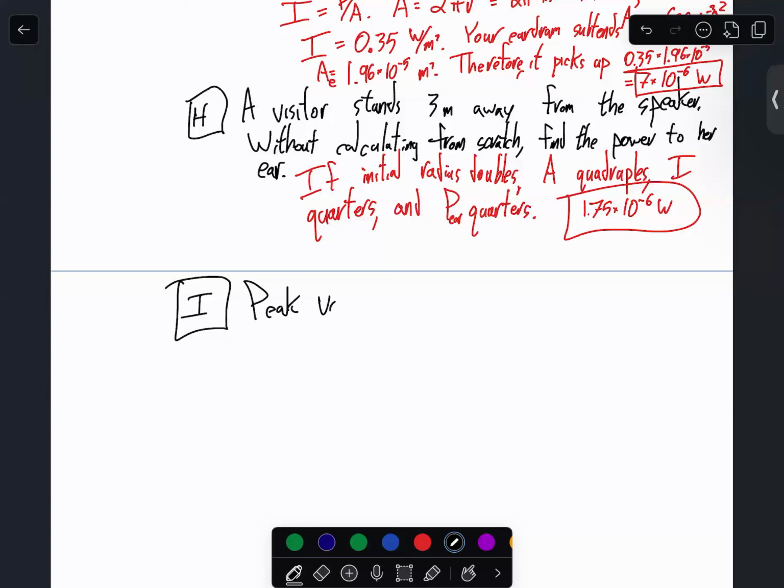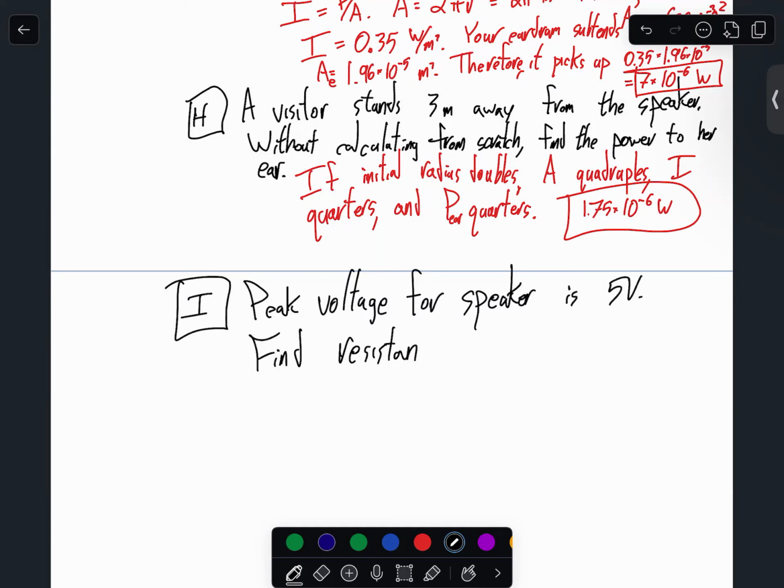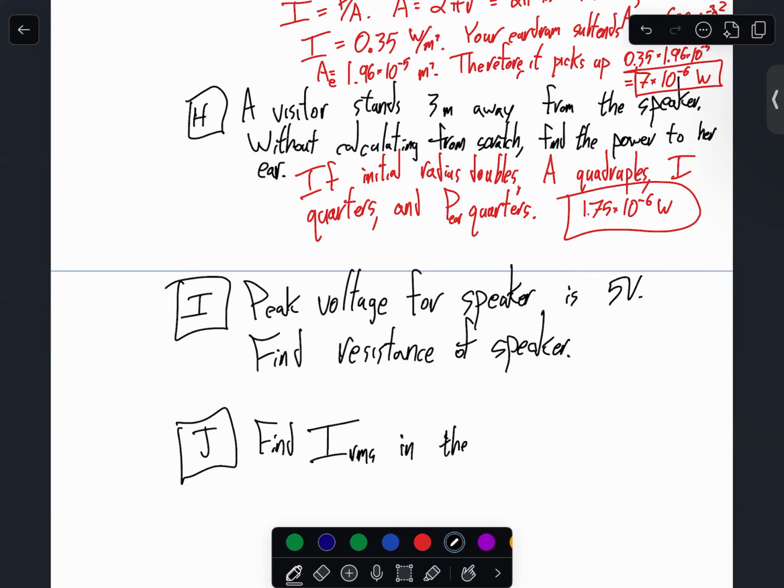Peak voltage for the speaker, unless I am very mistaken, is 5 volts. Find the resistance of the speaker, the equivalent resistance. J, find the RMS current in the speaker.